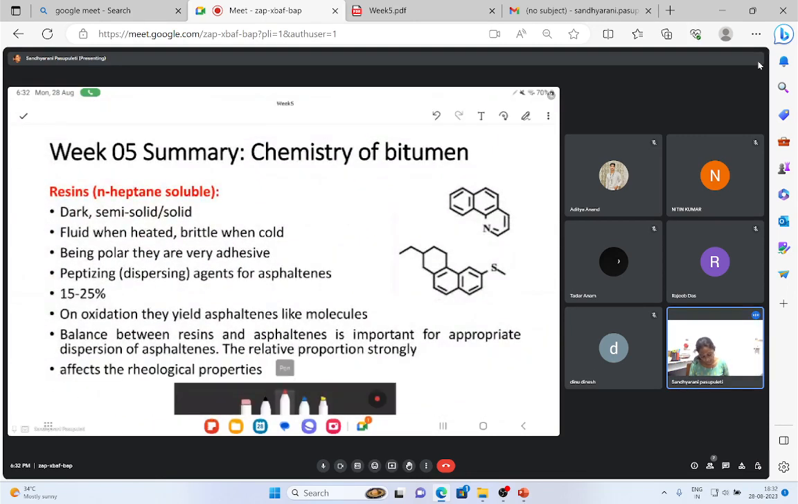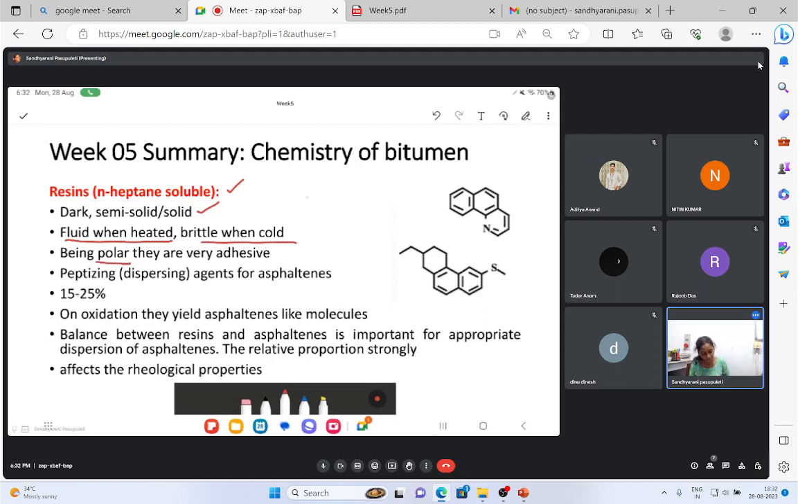And when it comes to the resins, resins are like semi-solid. When I say semi-solid, usually bitumen is also semi-solid in nature. So when you heat the bitumen, what happens? It behaves as a fluid. When you solidify it, the bitumen acts as a solid. That means at higher temperature it is fluid in nature, at lower temperature it is solid in nature, and at intermediate temperature it is viscoelastic. Okay, that kind of behavior bitumen usually gets from these resins, because resin also behaves in the same form: fluid when heated, brittle when cooled, and this also has polarity.